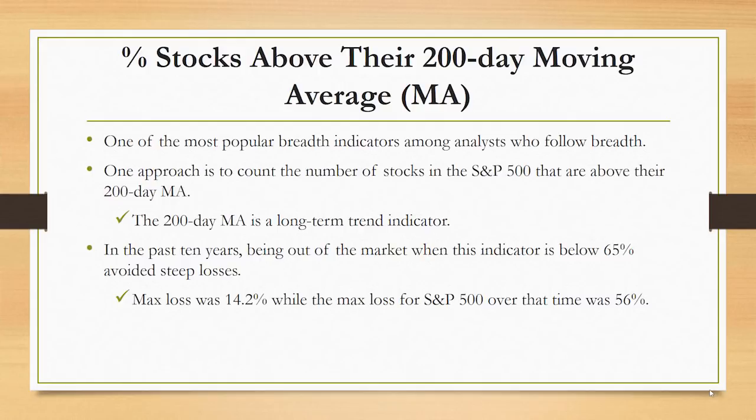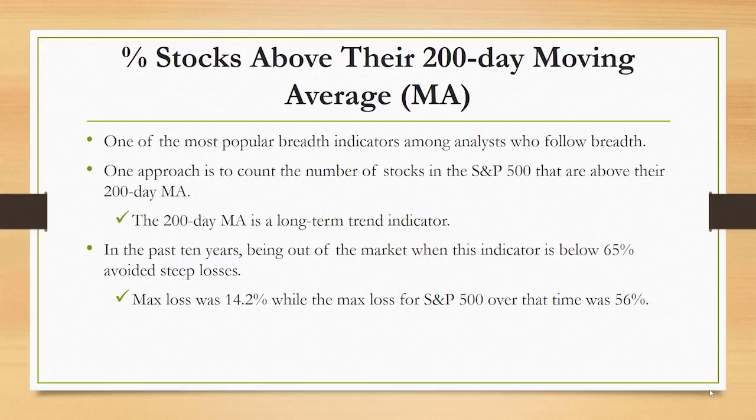Now, the 200-day moving average is a long-term indicator. If a stock's above that average, it's in an uptrend. Below, it's in a downtrend. Let's say you follow this indicator and the key level is 65%. When this indicator falls below 65%, the market tends to be weak.